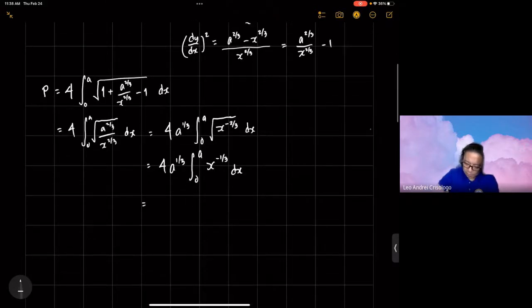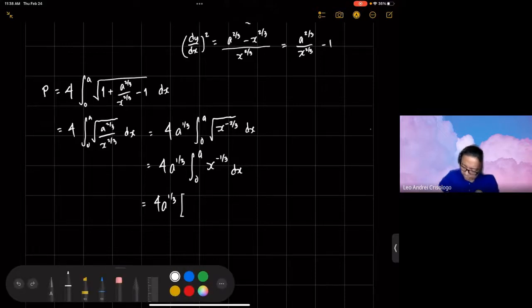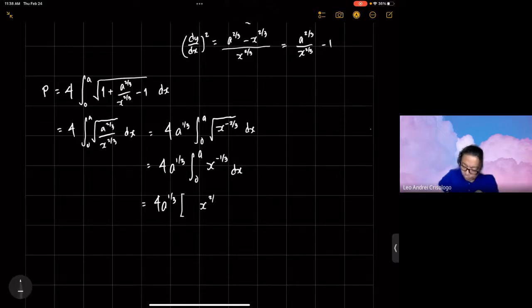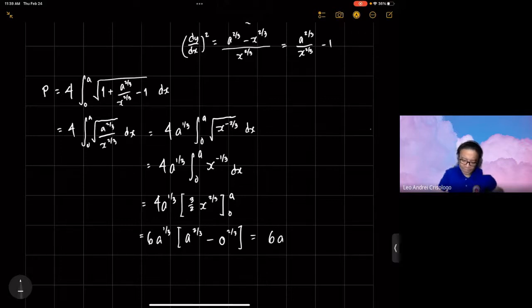And this will give us, ano ba integral ni x raised to negative 1/3? So plus 1, magkakaroon tayo ng x raised to 2/3. Pangit ng x ko, sorry. X raised to negative 1/3 plus 1, 2/3 times reciprocal na 3/2, which will evaluate from 0 to a. So 4 times 3/2 is just 6. A raised to 1/3, a raised to 2/3 minus 0 raised to 2/3 will give us, surprisingly, 6a.